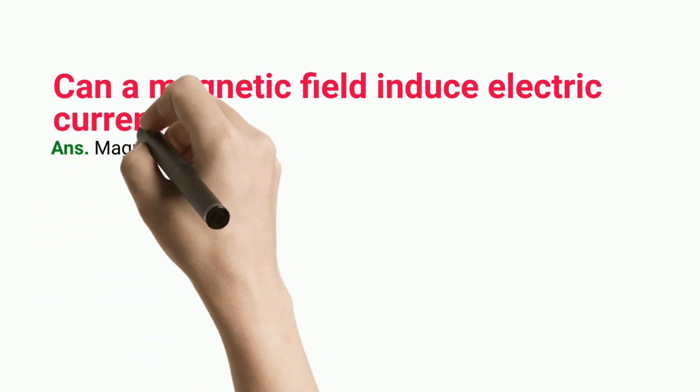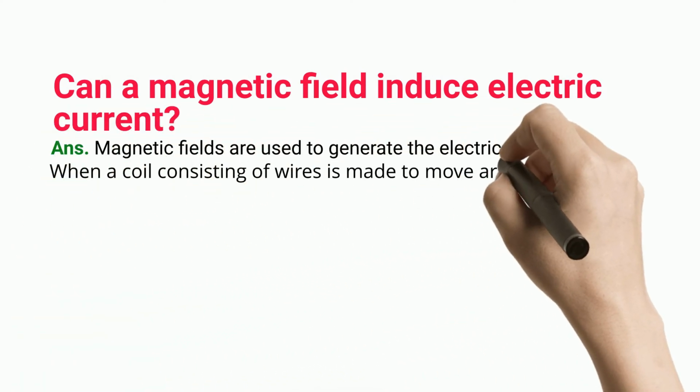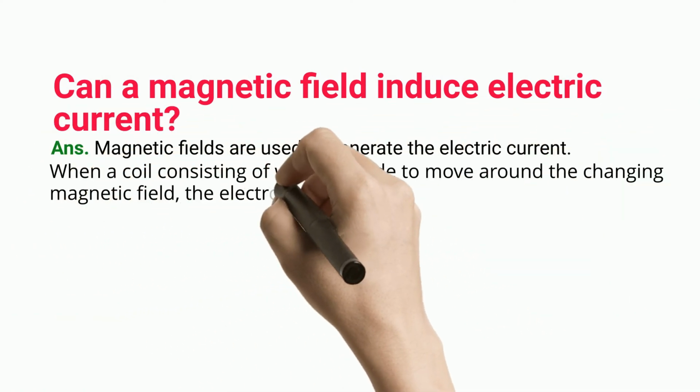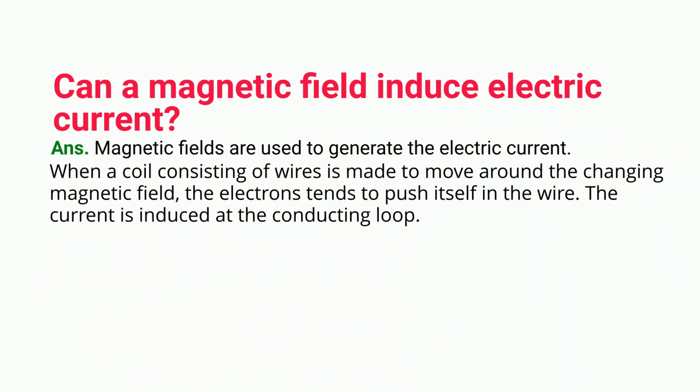Can a magnetic field induce electric current? Magnetic fields are used to generate electric current. When a coil consisting of wires is made to move around a changing magnetic field, the electrons tend to push themselves in the wire. The current is induced in the conducting loop.